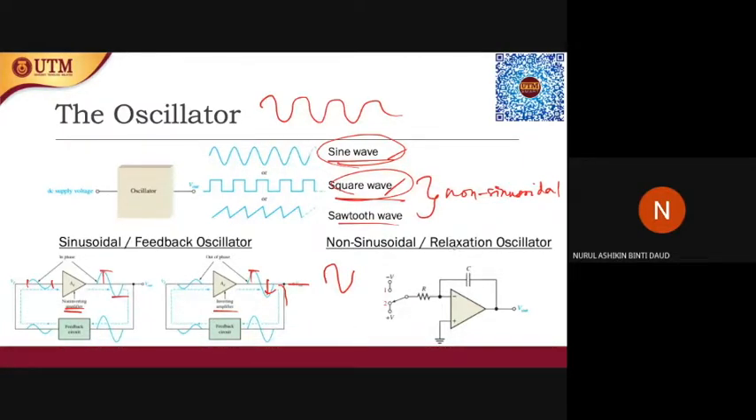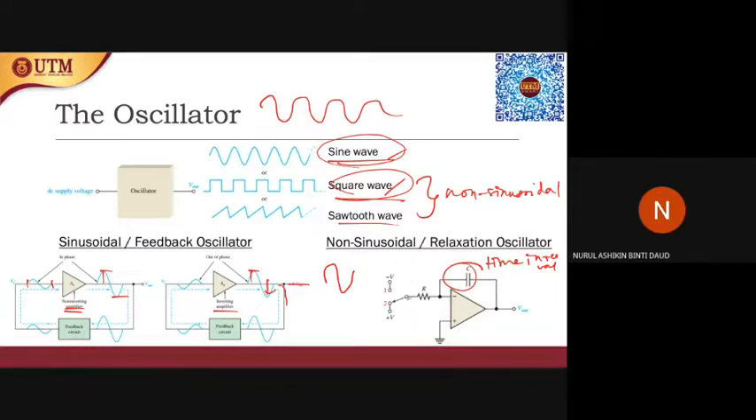For the non-sinusoidal or relaxation oscillator, there is a capacitor here. Of course, when there is a capacitor, there is charging and discharging of the capacitor itself. Because of the existence of this capacitor, it creates a time interval, related to the time for the capacitor to charge and discharge. This is what the simple configuration looks like.